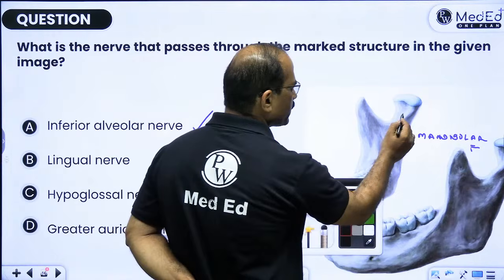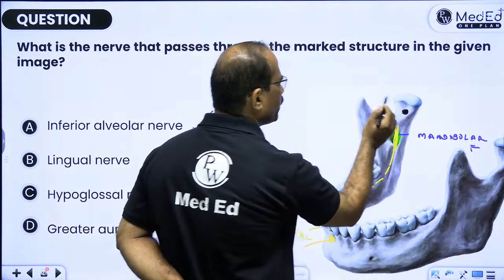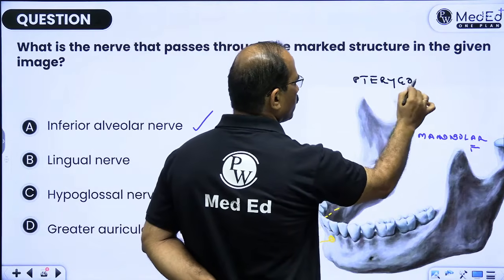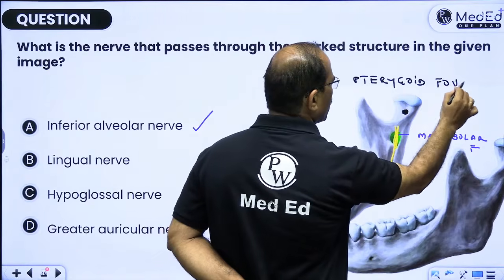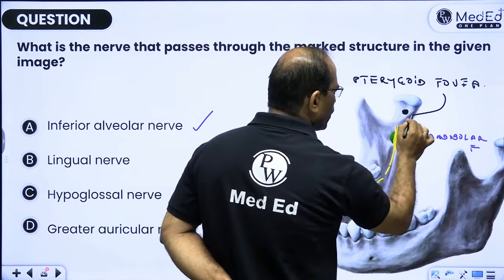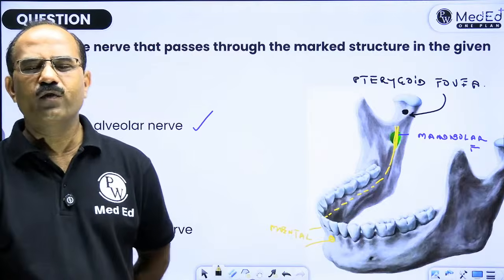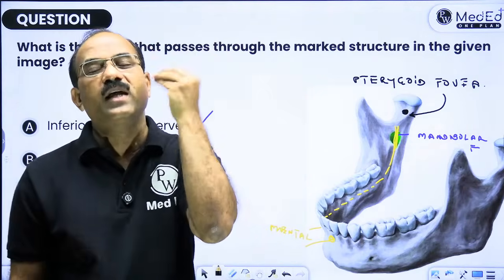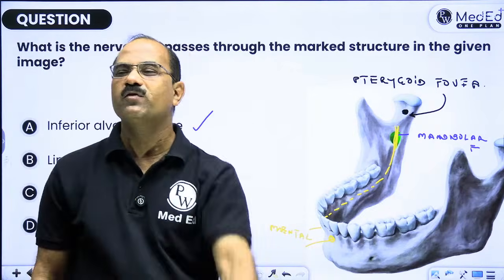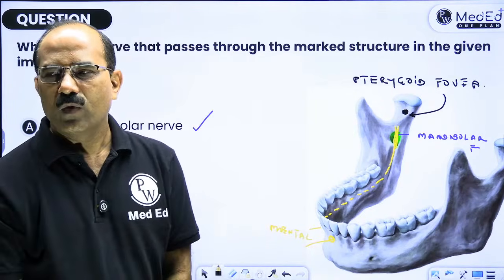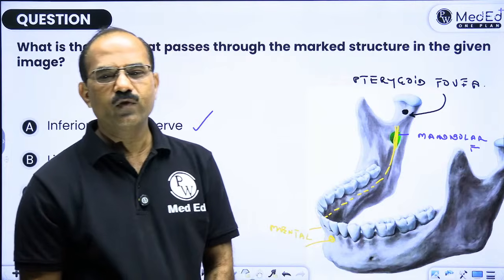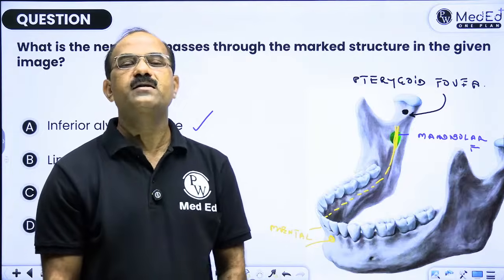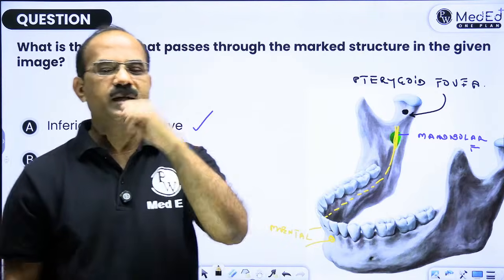Can anyone tell me what this part of the mandible is known as? This is called the pterygoid fovea. Can anyone tell me what is attached here to the pterygoid fovea? Come on, students. There is one muscle of mastication which is attached to the pterygoid fovea. Name the muscle. This is the neck, and on the neck there is a depression. That is the pterygoid fovea. Which is the muscle attached to it?